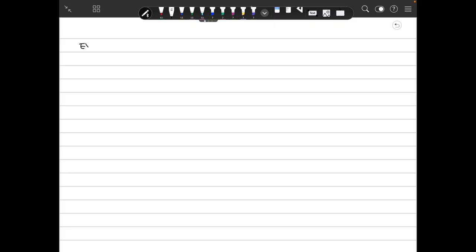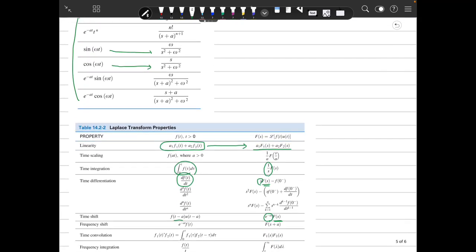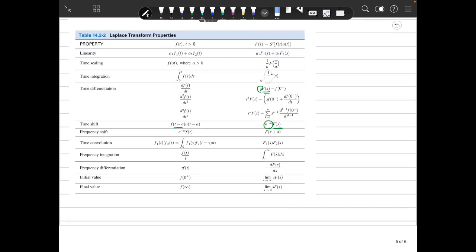Example 14-24. The question is, what is the Laplace transform of 5 minus 5 exponential minus 2t times (1 plus 2t)? How can you do that? That's how to solve this. Actually, because of the linear property, you know that this is linear.